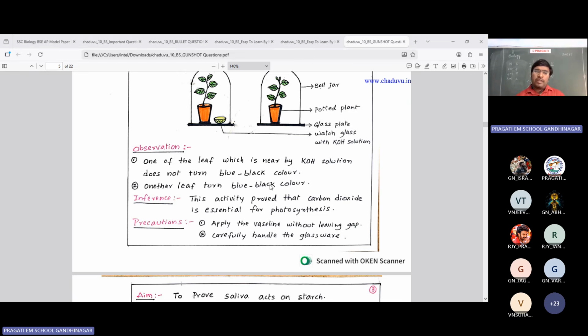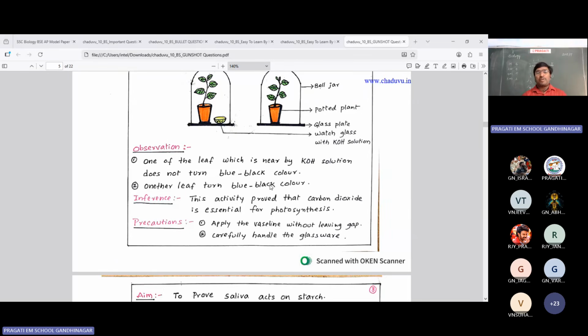And the second point: the other leaf turns blue-black, as it doesn't have any KOH. So previously it had carbon dioxide. By using that carbon dioxide, it is preparing its own food. It is representing starch granules in the leaf, so that it turns blue-black in color. What is the inference here? This activity proved that carbon dioxide is essential for photosynthesis.